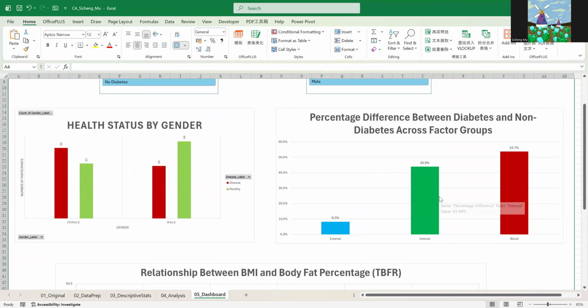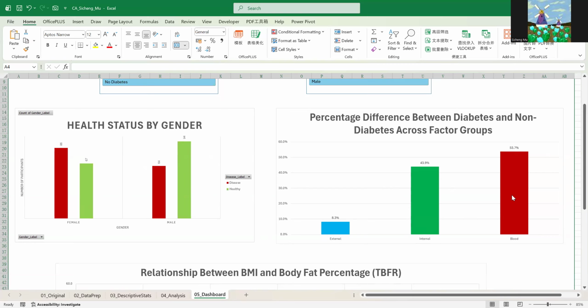Now for the last question, I compare three types of factors to see which ones show the biggest difference between diabetes and non-diabetes cases. External factors like BMI had the smallest change, only about 8% increase. So BMI doesn't really separate the two groups. Internal factors such as visceral fat had a much bigger difference, around 44% higher in diabetes groups.